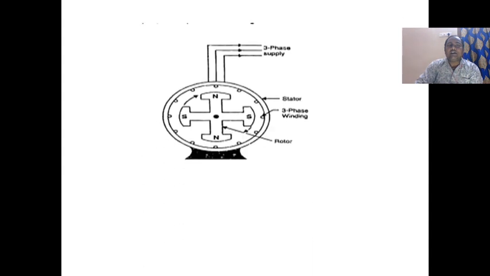This is a construction diagram of synchronous machines. We have given the three-phase supply. This is the outer frame, which is called the stator. This is the inner rotor circuit that consists of a number of poles. This is a three-phase winding.